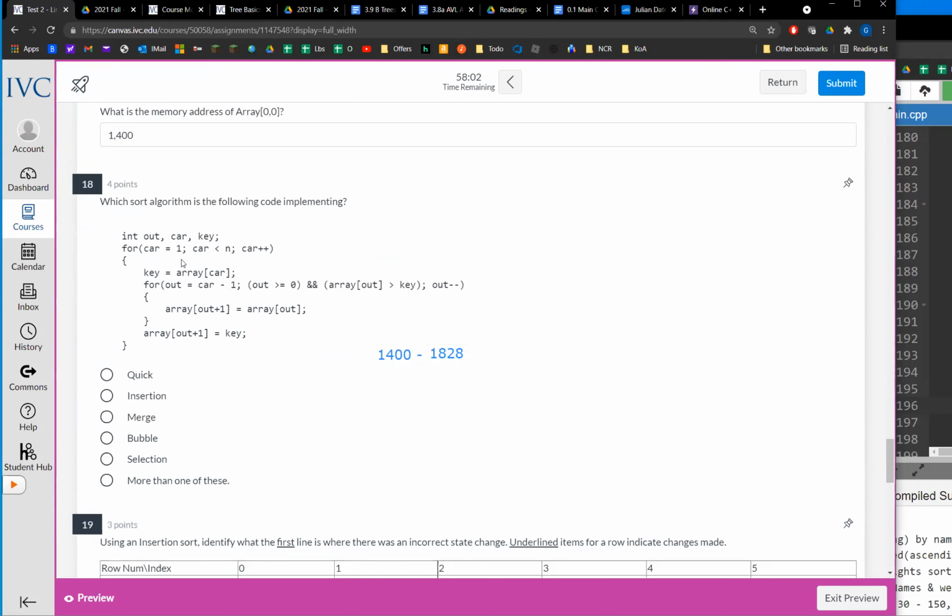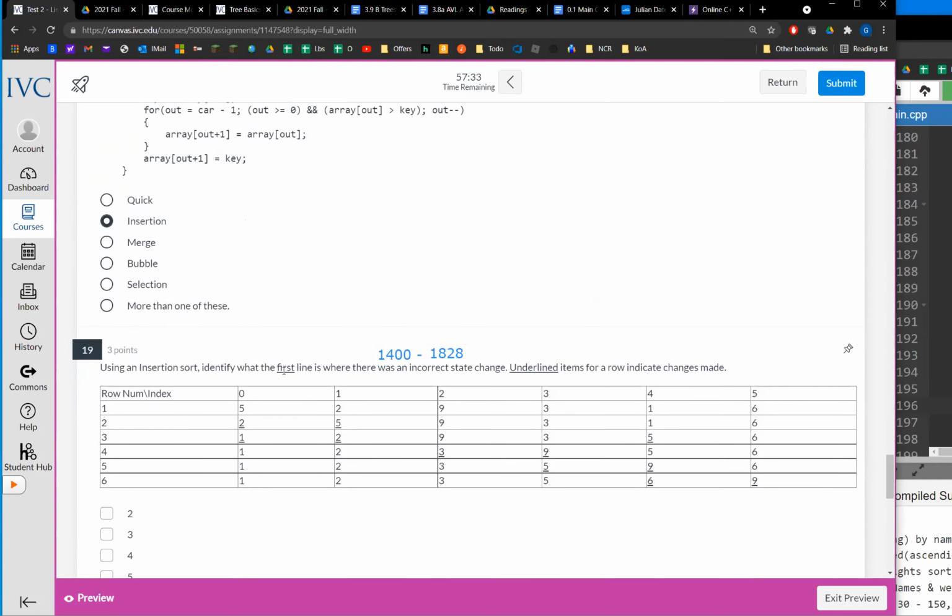Which sort is this, right? So we grab an element into a temporary, start one before that, make sure we don't go off the beginning of the array, and compare the two and shrink down, shifting values as needed, and then dropping it back in there, right? So that's going to be our insertion sort.